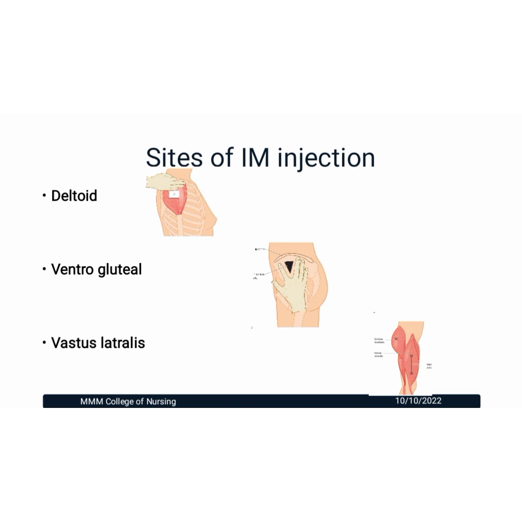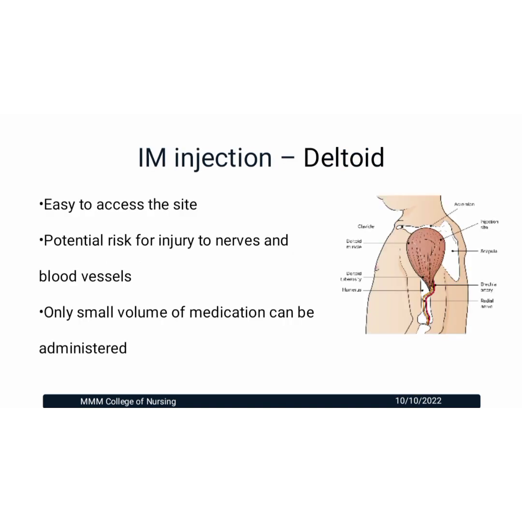The common sites for IM injection are the deltoid region, ventrogluteal site and vastus lateralis. The deltoid site is very easy to access. Also, it has a potential risk for nerve and blood vessel injury. In this site, only a small amount of medication can be administered.